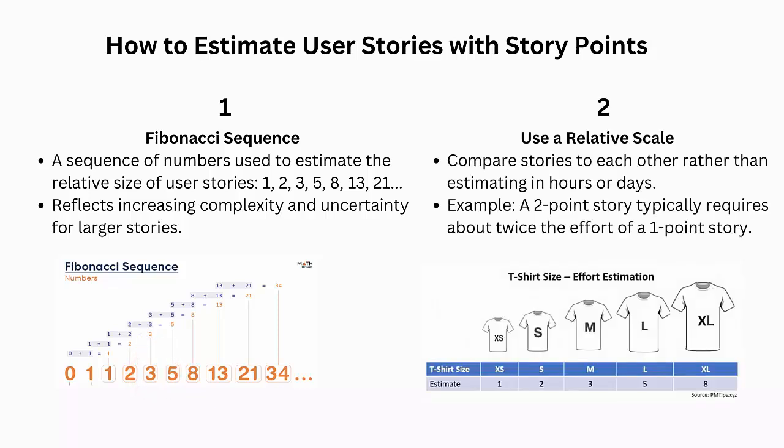Story points are a relative measure. This means instead of focusing on absolute effort in hours or days, we compare stories to one another. For instance, a 2-point story typically requires about twice the effort of a 1-point story.